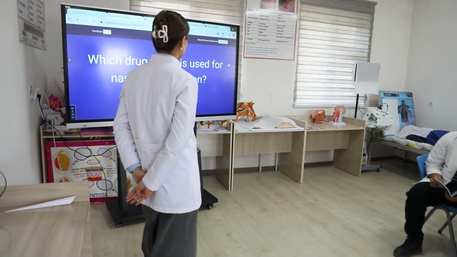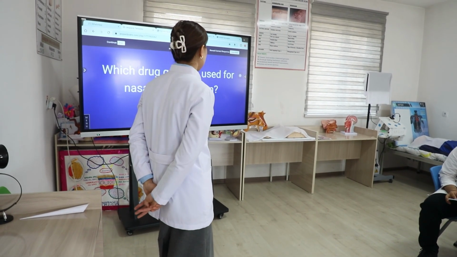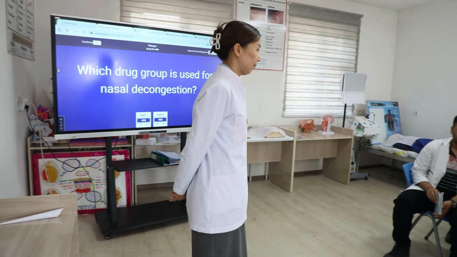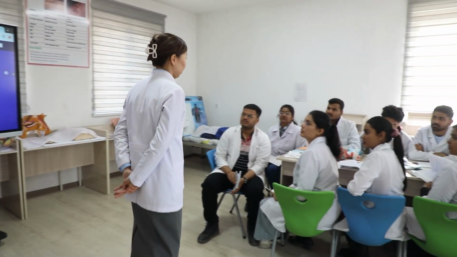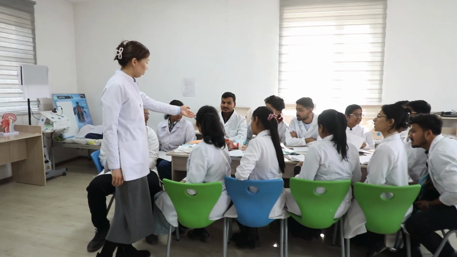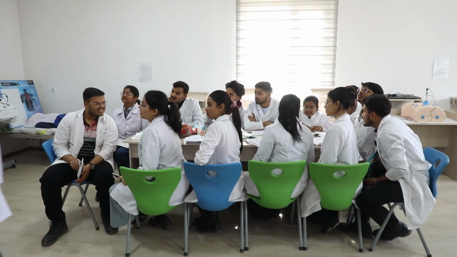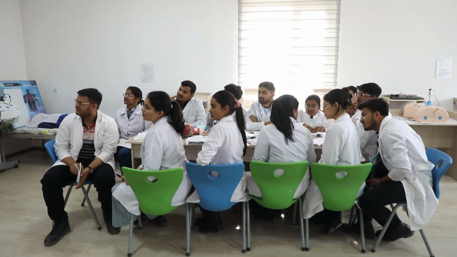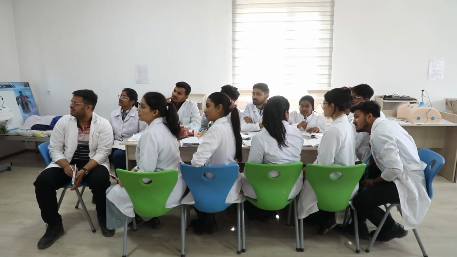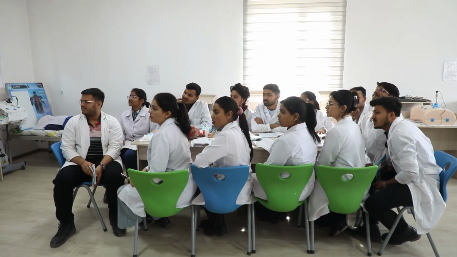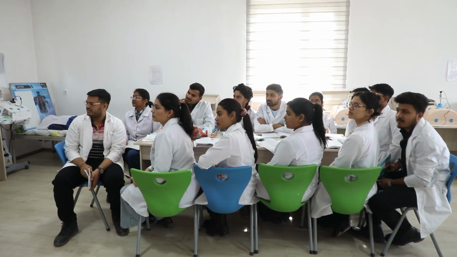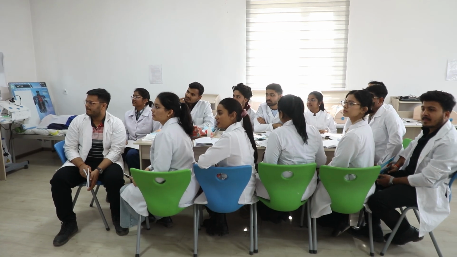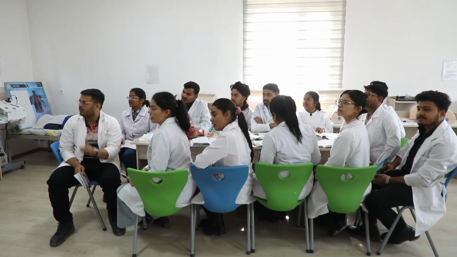Which drug group is used for nasal decongestion? Xylometazoline and diluted adrenaline. Here, you can see the sprays. We are using oxymetazoline, xylometazoline also. You said that, yes, ma'am. For team number one, right?